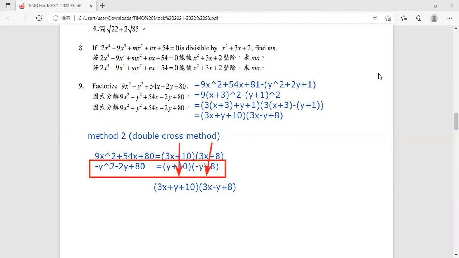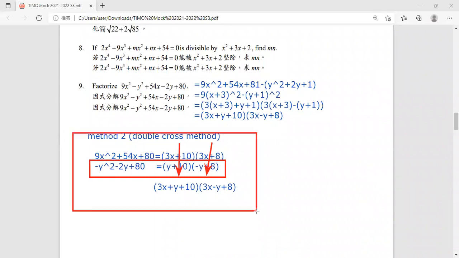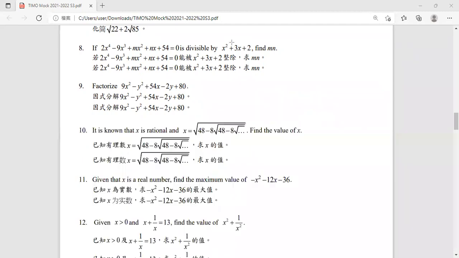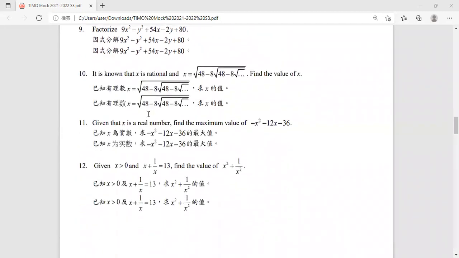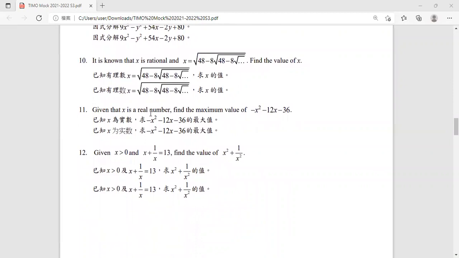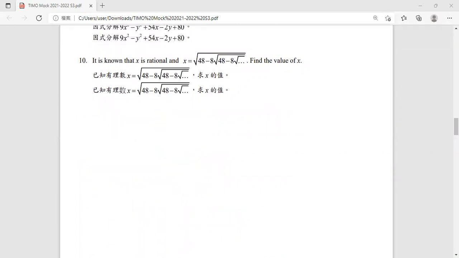Is this method too difficult for you? Okay, good, very good. Okay, question 10.